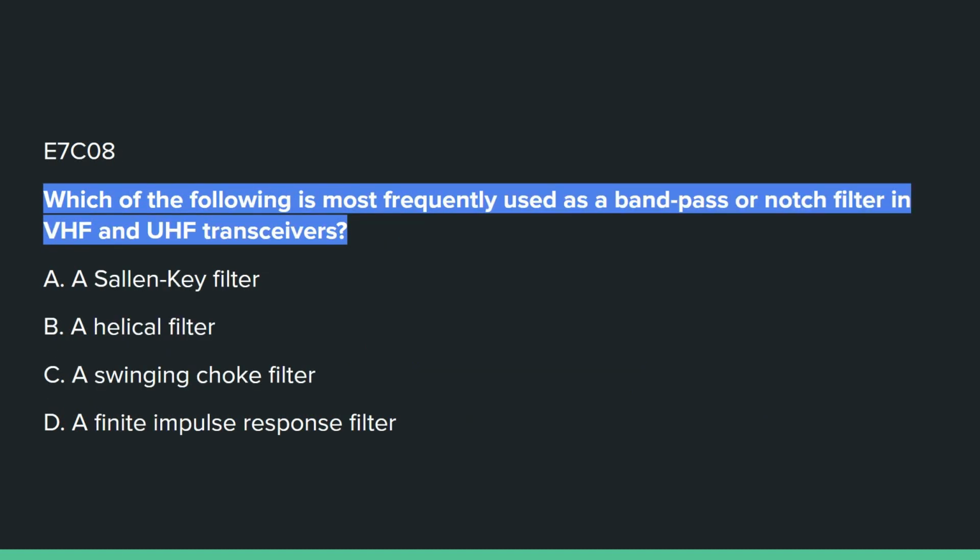E7C08, which of the following is most frequently used as a bandpass or notch filter in VHF and UHF transceivers? The answer is B, a helical filter. Helical.